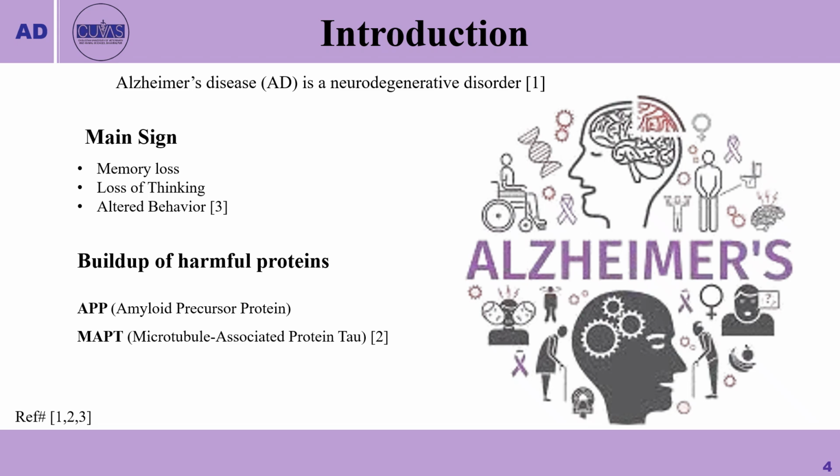Alzheimer's disease, as you know, is a neurodegenerative disorder. The main signs of this disease include memory loss, loss of thinking, and altered behaviors. The pathophysiology is that there is presence of two abnormal proteins in Alzheimer patients. One protein is APP, called amyloid precursor protein, and the second protein is called MAPT, microtubule associated protein or tau protein. So there will be deposition of these two proteins in the neurons and the patient becomes Alzheimer's.